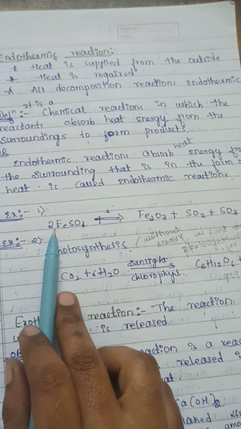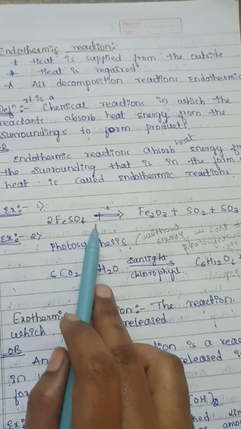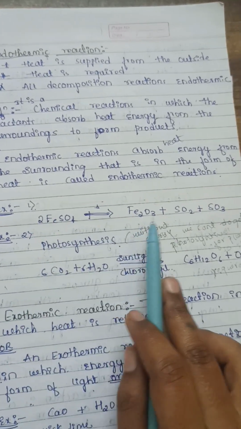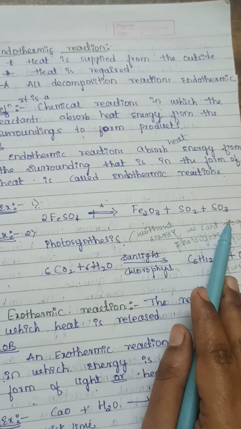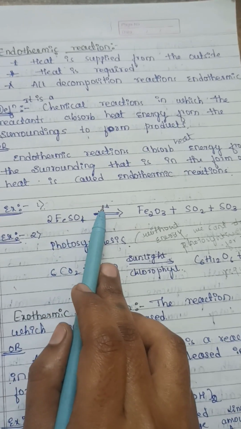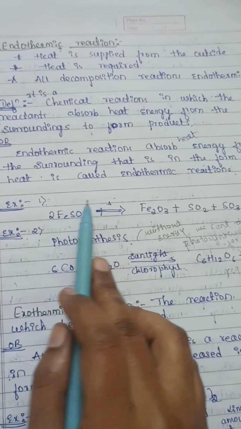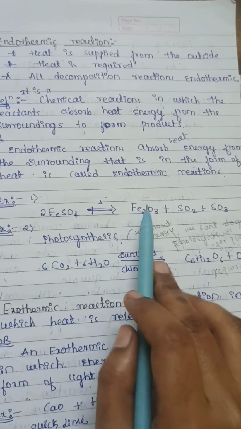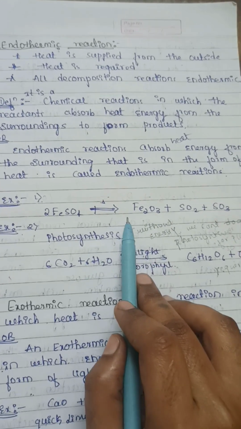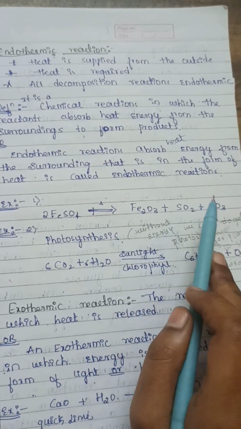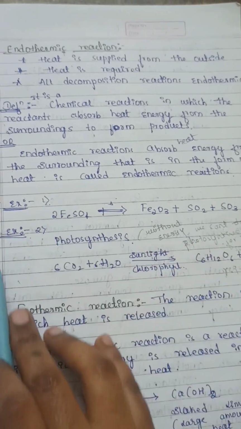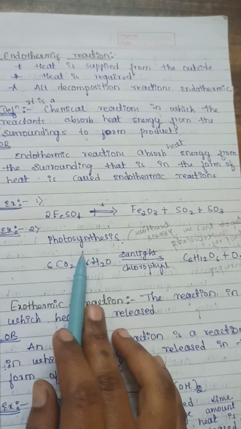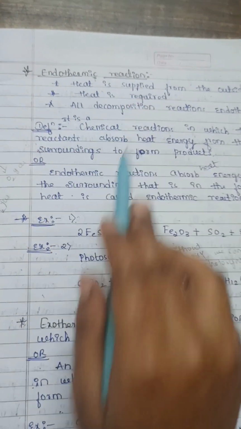How will the heat be absorbed? See here, the FeSO4, the ferrous sulfate, is converted into what? Fe2O3 plus SO2 and SO3. So here the ferrous sulfate will absorb the heat from its surroundings and it will be converted into Fe2O3, that is ferric oxide, and sulfur dioxide and sulfur trioxide. So the best example is what? Photosynthesis. Photosynthesis is an endothermic reaction.